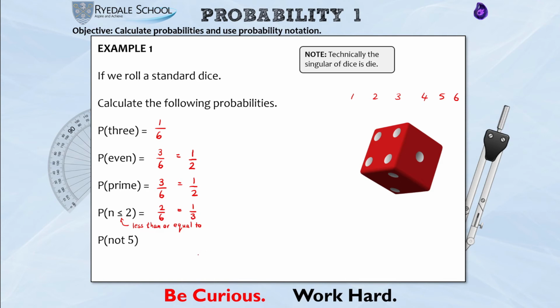And finally, the probability of not a 5. Well, there's 2 ways you can do this. You could count up all the ways that are not 5, and there's 5 of them. So it's going to be 5/6. Or you could do 1 minus the probability of a 5. So the probability of getting a 5 is 1/6. So 1 take away 1/6 is 5/6. Both ways work fine, but sometimes subtracting from 1 can be a little bit quicker.